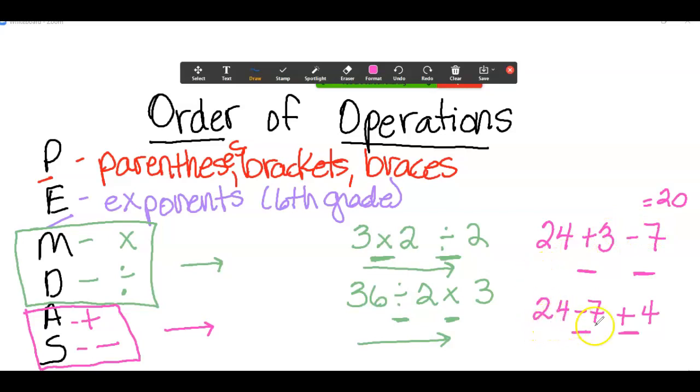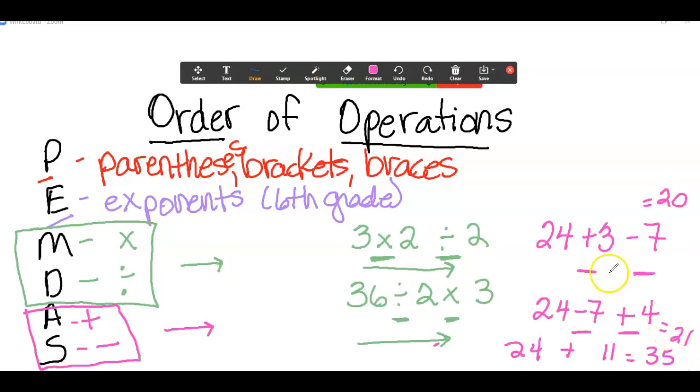Over here, 24 minus 7 is 17, plus 4 is 21. But if I do this in the wrong order, if I do it with the A first and then the S, then yes, this would work out. But over here, think about this. It wouldn't work out because if I did addition first, 7 plus 4 is 11 plus 24. Well, that would be 35, and that is not the correct answer.